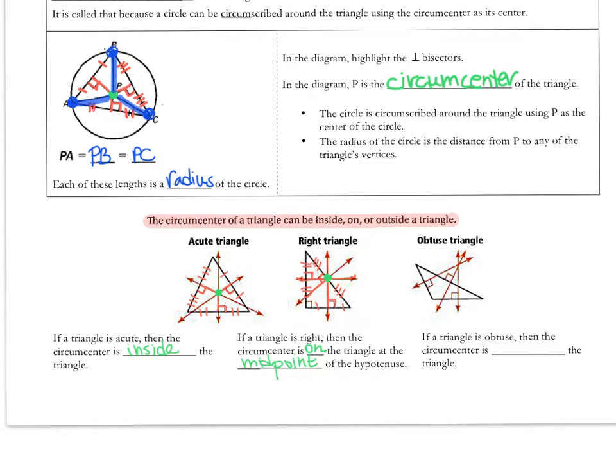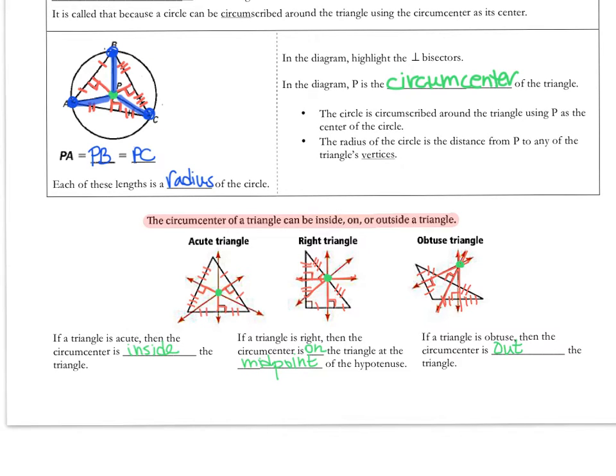So for the obtuse triangle, here are your perpendicular bisectors. So again, mark those parts congruent. These two parts will be the same. And then for this one, you'd have 3 marks here and 3 marks here. Okay, and then again, the point of concurrency would be that point right there. That's the circumcenter, and the circumcenter will be outside the triangle.